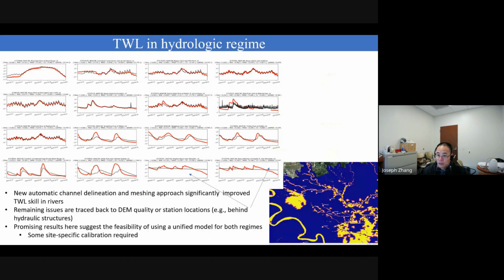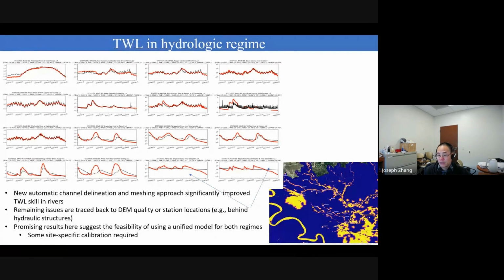Next slide. So this slide shows some preliminary results in the lower Mississippi delta for USGS stations, right? Some of them have a little bit of tides, most of them do not have tides. So this is a hydrological regime now. And you can see that with the latest automatic meshing technique, we are starting to get some skills in this regime, right? Including capturing some of the small tides penetrating into this regime and also some of the flooding peaks.